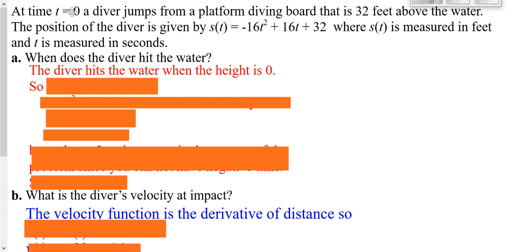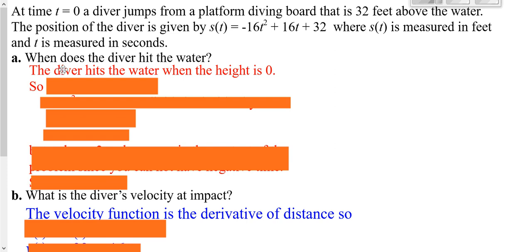So here we have at time equals 0, a diver that jumps from a platform that's 32 feet in the air, hence initial distance is 32. And we're dealing with feet, so we know that in negative 1/2 g t squared, g would be 32, and negative 1/2 times 32 is negative 16. And we would know the initial velocity is given to you by this. So this is our distance.